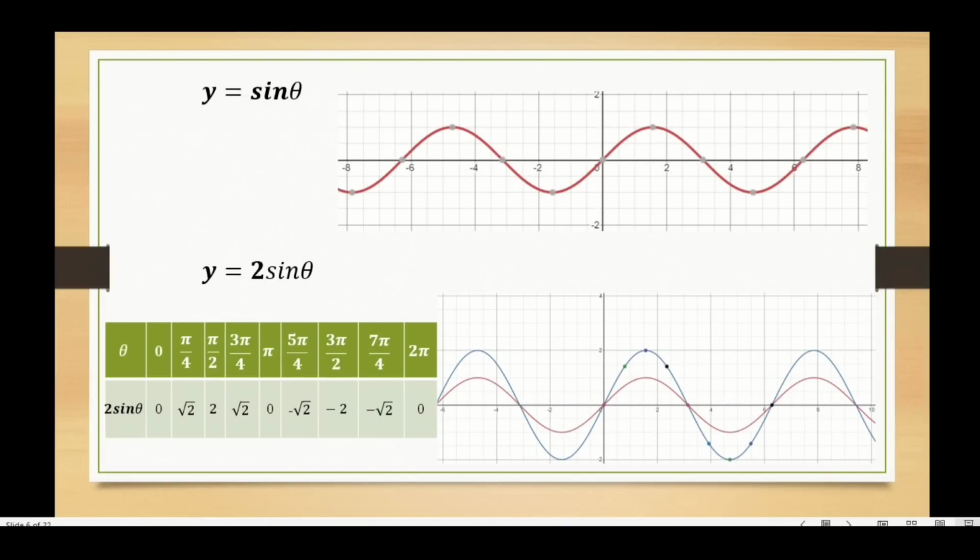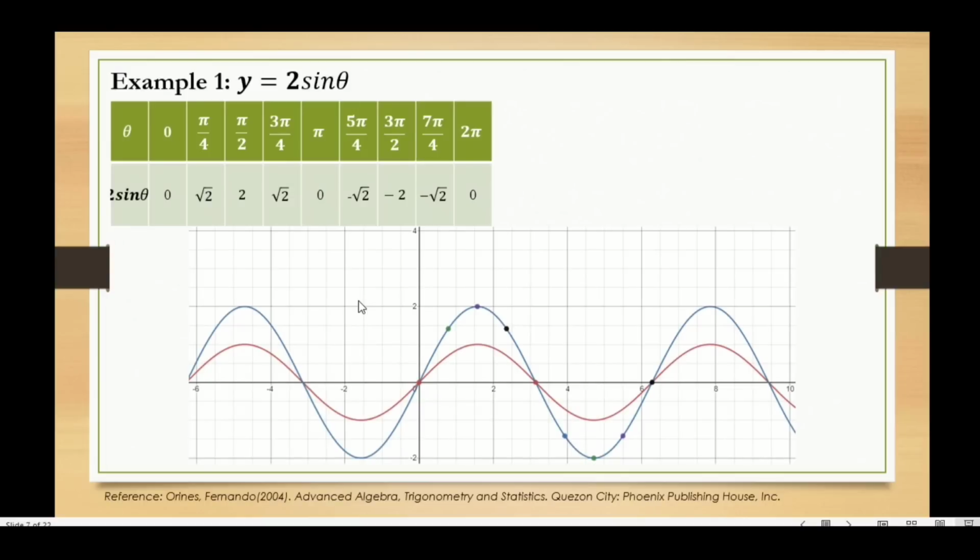Okay, so again, ito yung pinaka-mother graph natin, yung red, tapos yung blue, ito yung graph ni 2 sine theta. Okay, so ano yung mga properties natin na makukuha dito? So same pa rin, sa y is equal to 2 sine theta, 2 pi pa rin yung period niya, kasi yung height lang naman yung nagbago. So mula sa 0 papuntang 2 pi, isang period yon. And then the maximum value, since pinakamataas na height ay 2, the maximum value is 2. And the minimum value is negative 2.